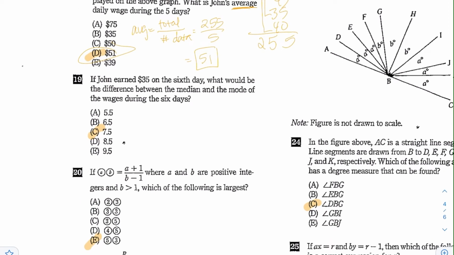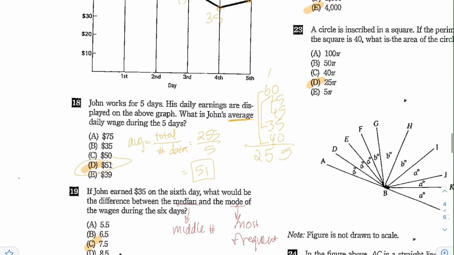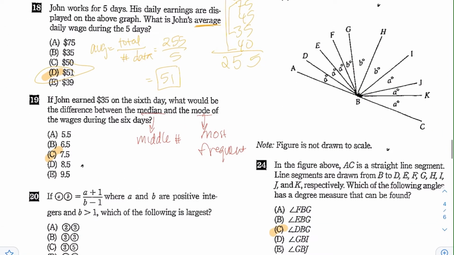Next, for number 19, if John earned $35 on the 6th day, what would be the difference between the median and the mode of the wages during the 6 days? So the median and the mode are two things we've got to find. The median is the middle number, and a mode is the most frequent. So to figure this out, you list everything out that he made before: 60, 75, 45, 35, 40, and now we just have to add 35. And here we see that the mode is going to be 35.